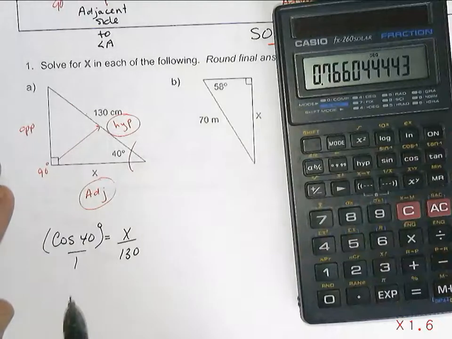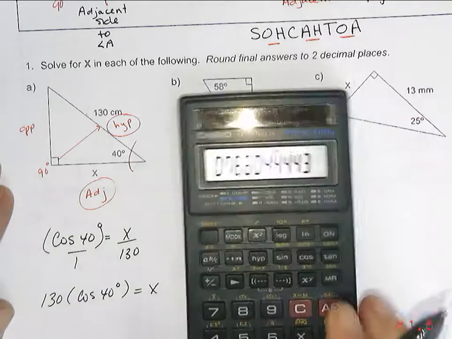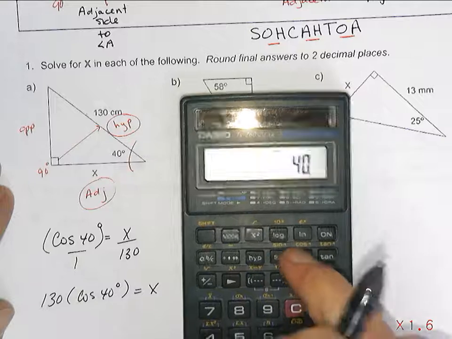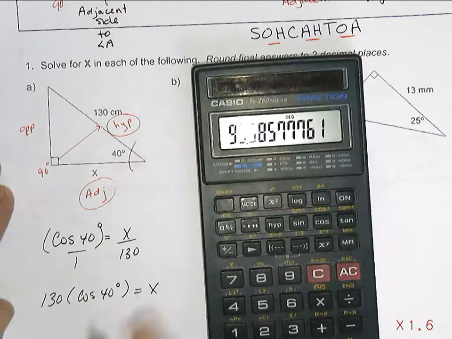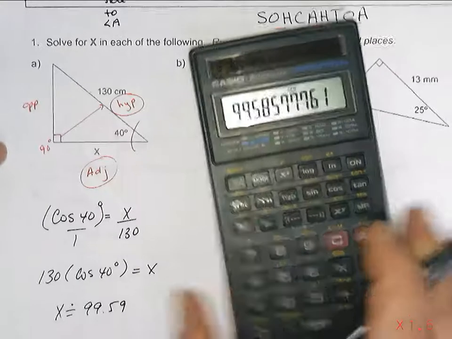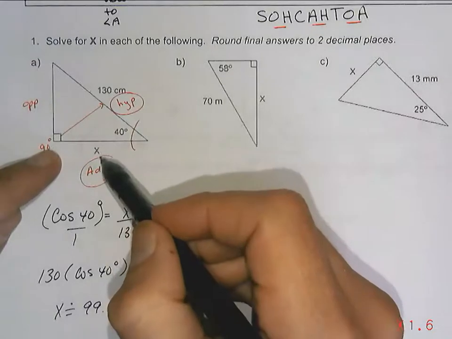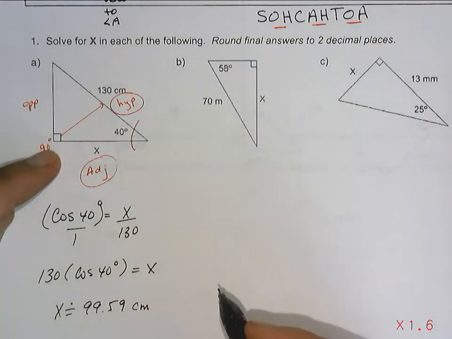I can cross multiply, and I'm going to get 130 times cosine of 40 degrees equals x, which means I'm going to do it again on my calculator. I start here, so I do 40 cosine, that's that decimal, times 130 equals, and I get x equals approximately 99.59 for 2 decimal rounding, because this 5 changes that 8 to a 9, which means that this length will be 99.59 centimeters approximately, using trigonometry.